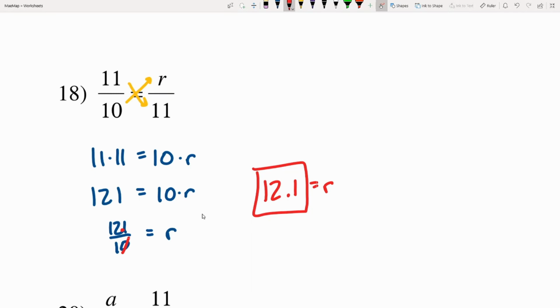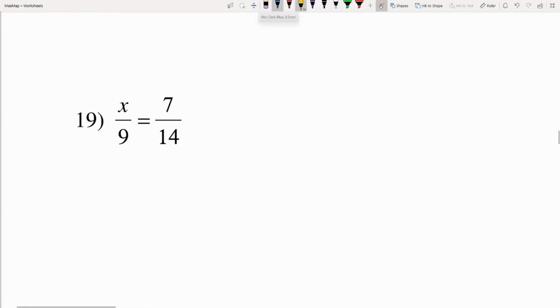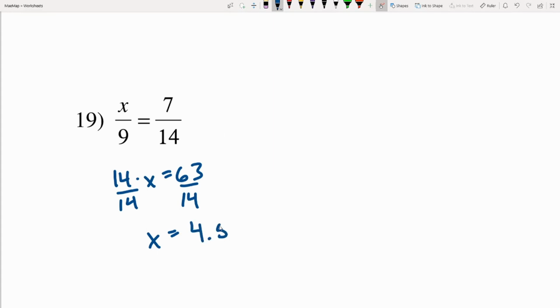Now in number 19, we can go with cross multiplication and get that x times 14 equals 9 times 7. So 14 times x would equal 63. And then divide that by 14, and that would give us, doing that on the calculator, 4.5. That's our solution in number 19.